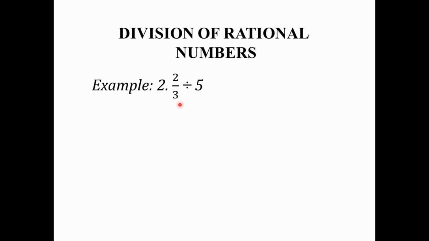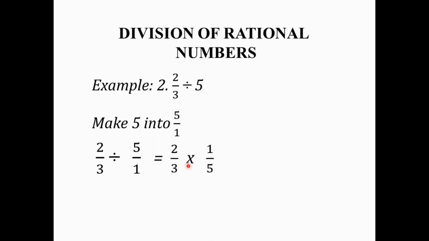Example number 2, we have 2/3 divided by 5. Okay, if you could still remember, the whole number can be transformed into fractional form using the denominator, which is 1. So 5 therefore can be written as 5 over 1. Alright, so 2/3 divided by 5 over 1. Then, applying step number 1, taking the reciprocal of the divisor, 5 over 1, the reciprocal is 1 over 5.